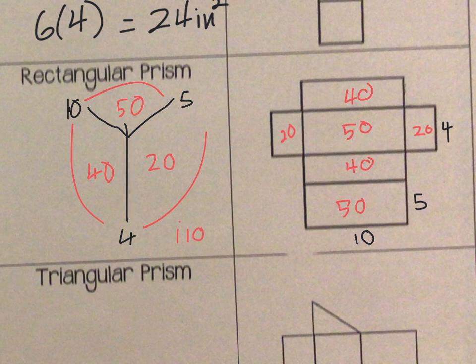Then we have to multiply that by 2, which will give us 220, and let's say this is meters squared. Okay? So that's a strategy that I like to use, and it only works for rectangular prisms. Only. It doesn't work for the other things. So just make sure that you understand it only works for rectangular prisms.